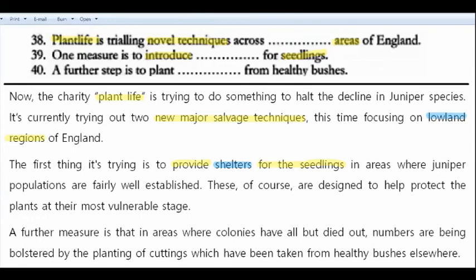Now, number 40, a further step is to plant something from healthy bushes. Okay, so we see here further measure, okay, which matches further steps, so we can prepare to hear the answer. In areas where colonies have all but died out, numbers are being bolstered by the plantings. See the word plantings there? We see healthy bushes over here. Plantings of what? Plant what? Cuttings. Cuttings is our answer for number 40.